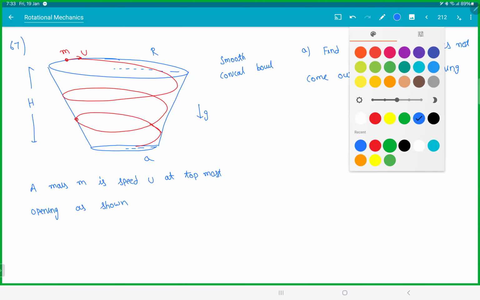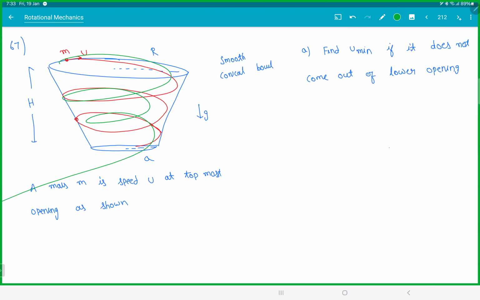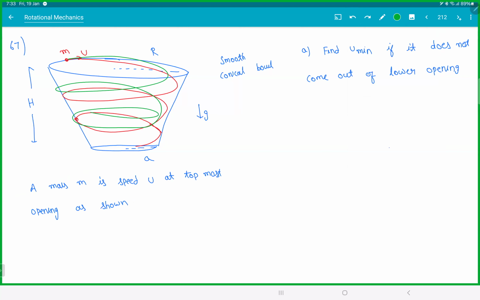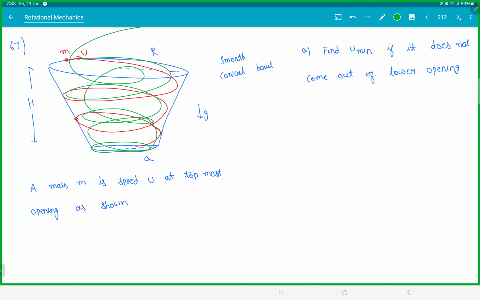If you throw with less speed, what will happen? It'll come out like this. If you throw with too much speed, then what will happen? Even before reaching the bottom, it will come up. So there is one particular minimum speed where it will just reach here and again start going up. So what is the minimum speed so that this thing will not come out?